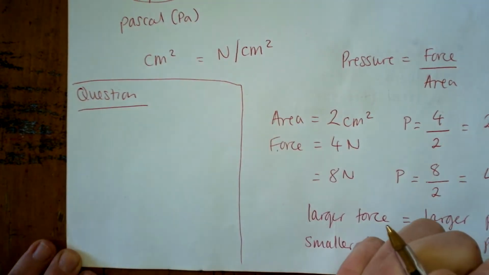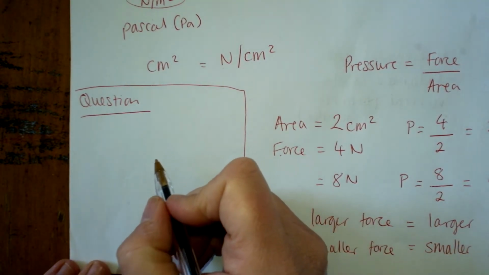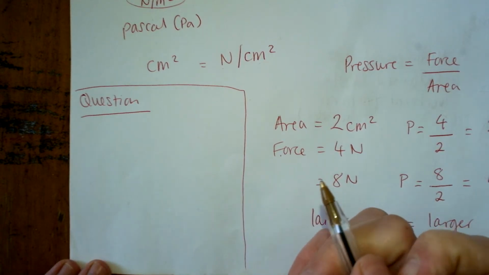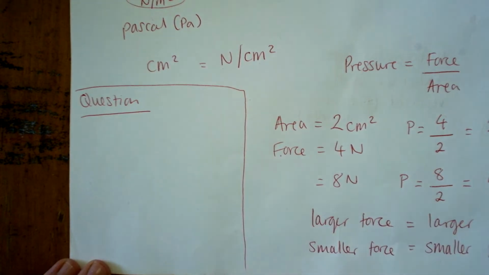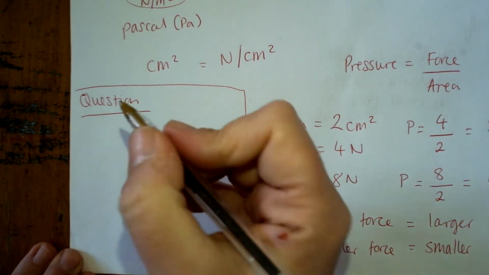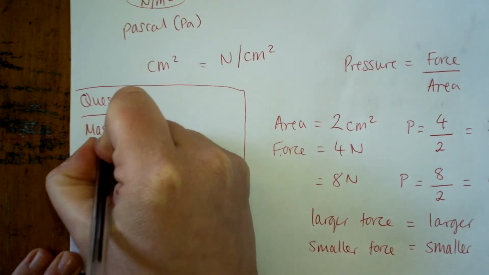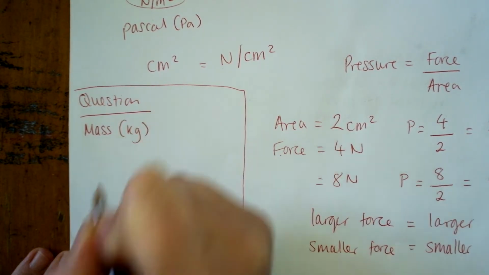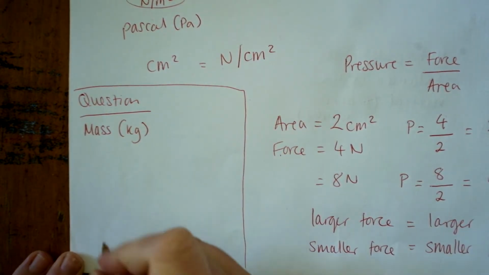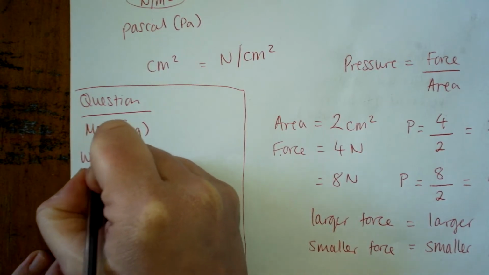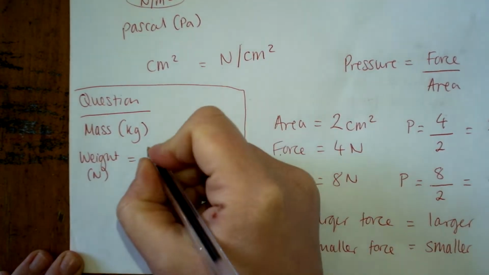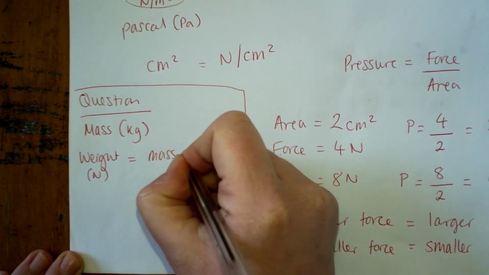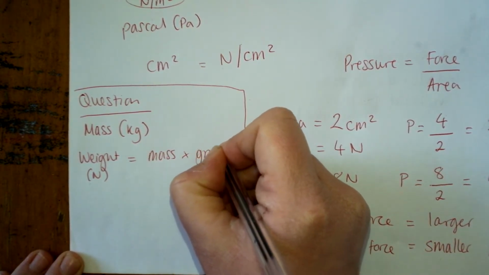So let's say somebody is wearing trainers, and we knew their mass. How would we work out the pressure? Okay, so if we knew their mass, which would be in kilograms, the first thing we need to remember from last time is that we need to be able to convert that into the force of weight in newtons. So we need to do mass times by gravity.